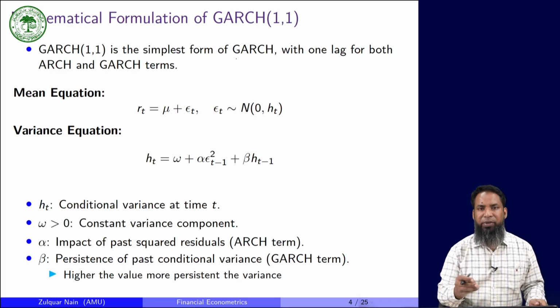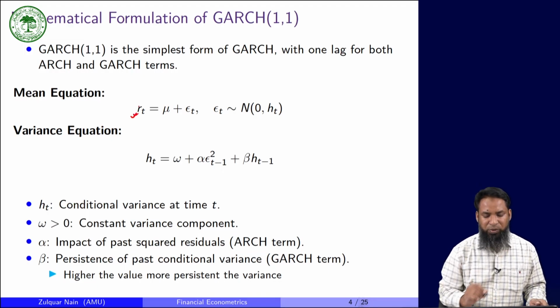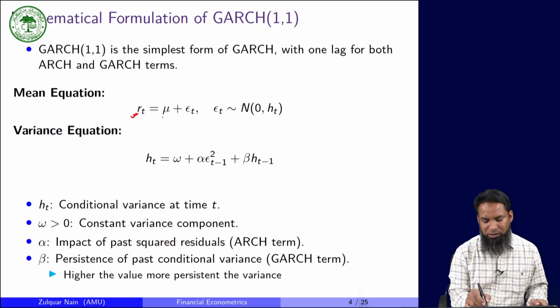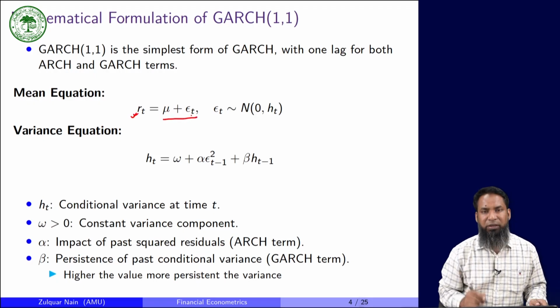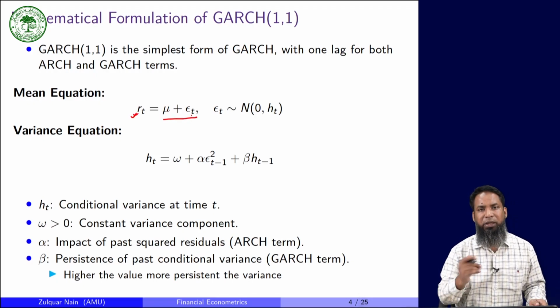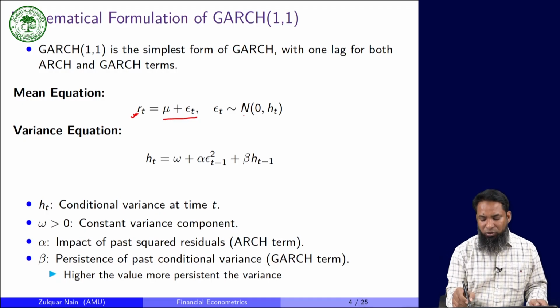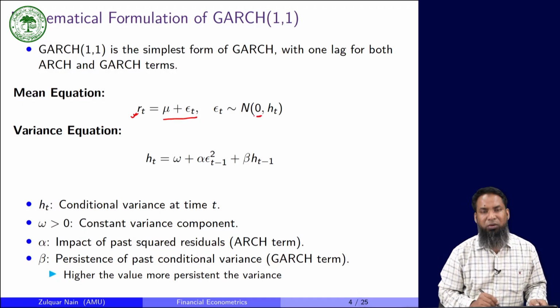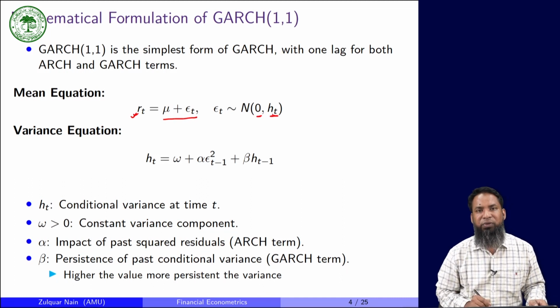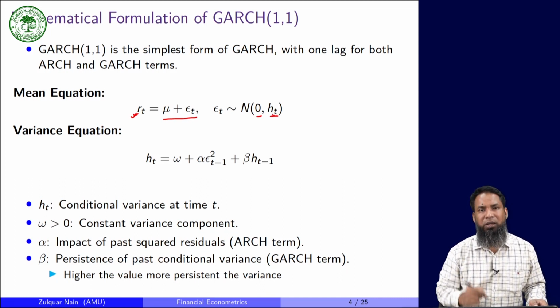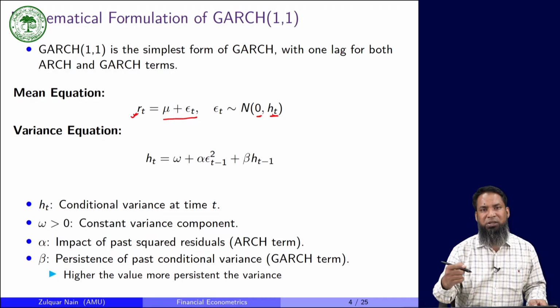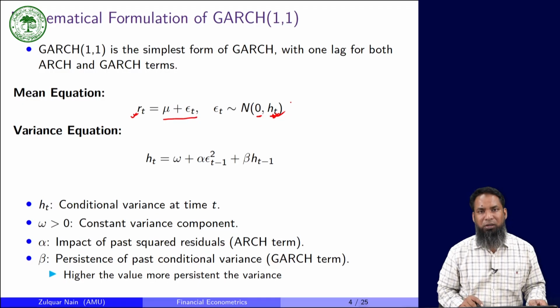Let us say we have a series, the return of the stock prices represented by r_t. The mean equation could be modeled as mu plus epsilon_t. Here epsilon_t is the error term, which follows a normal distribution with mean 0. However, the variance is h_t. That means we are not assuming the variance is constant, rather we are assuming the variance is time varying.